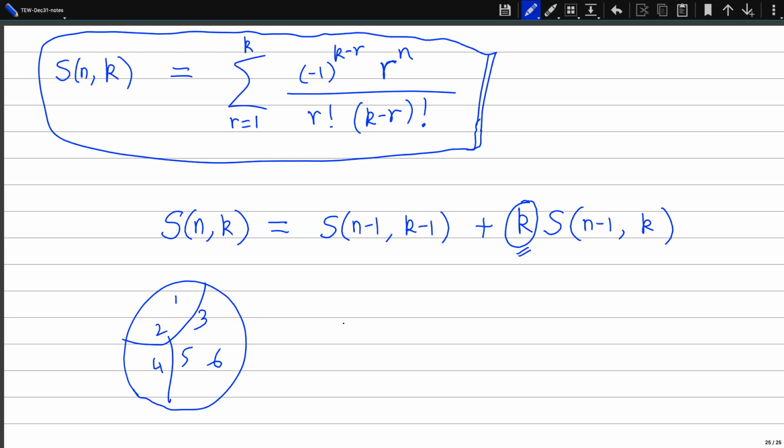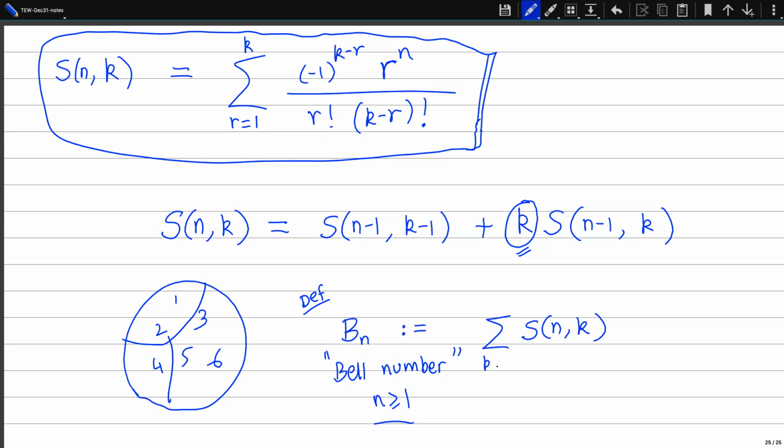Similarly, here we can define something called the Bell number. This B n here is usually called the Bell number. It only depends on n, not on k. So here's the definition. This is just the total number of set partitions, so this is just the sum of S n k. Bell number is for n at least 1, if you wish. How many set partitions are there of the set 1 to n? Okay, so what is that? This is just all ways of partitioning the set.